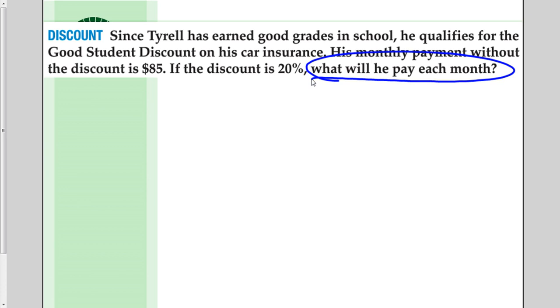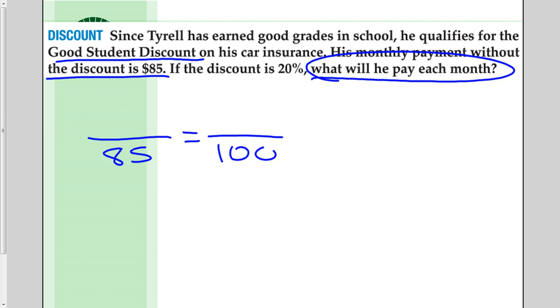A discount decreases the amount that you're paying. And so when we have a discount, instead of what we did with tax, where we added the percent to the original, we have to take the percent that we have and subtract it away. So I'm going to put this information in. The original before the discount was 85, and that is 100.